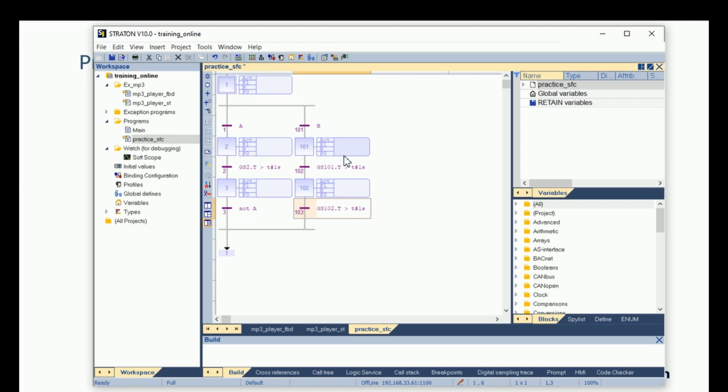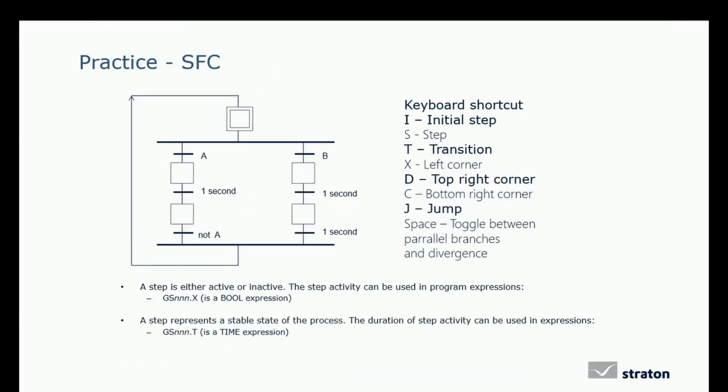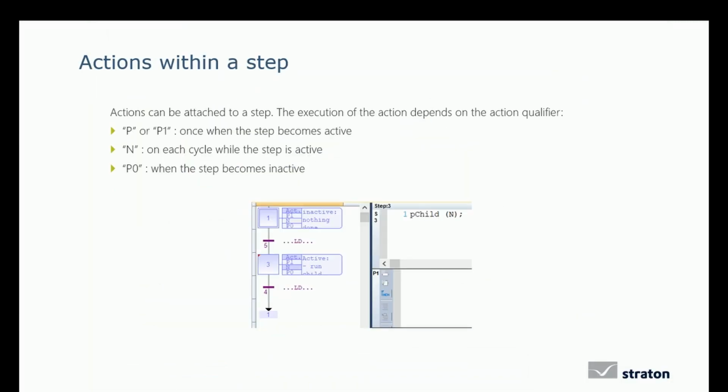So now that we've seen the transition, let's focus on the actions in a step. Actions can be attached to a step. The execution of the actions depends on the action qualifier. P1, the action is executed once when the step becomes active, N, the action is executed on each cycle while the step is active, and P0, the action is executed when the step becomes inactive.